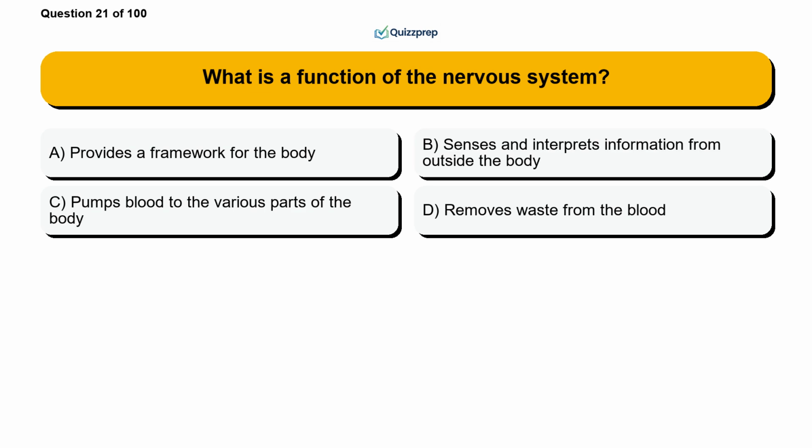Question 21. What is a function of the nervous system? Option A, provides a framework for the body.